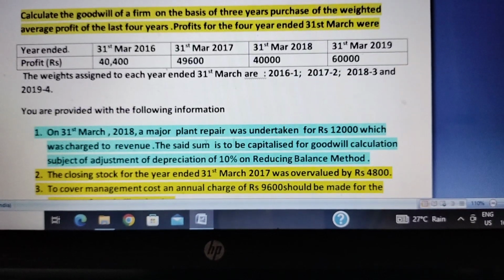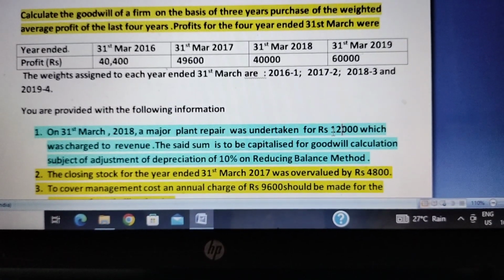Because of this, the profit of 2018 must have been reduced by 12,000. So while calculating adjusted profit, we will definitely have to add this 12,000, because this should be shown in the balance sheet, not in the profit and loss account, but its depreciation should be shown in the profit and loss account. The said amount is to be capitalized for goodwill calculation, subject to adjustment of depreciation at 10% on the reducing balance method. The closing stock of the year ended 31st March 2017 was overvalued by 4,800.